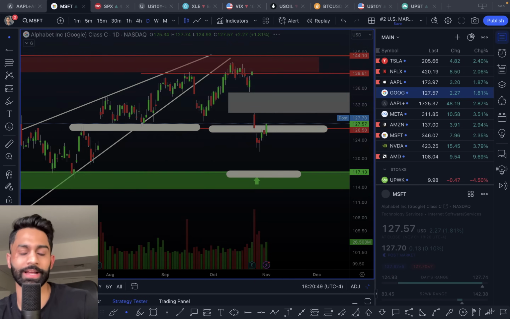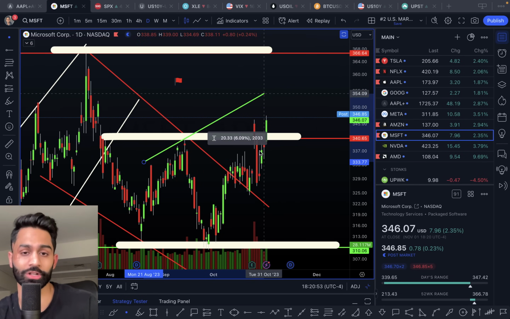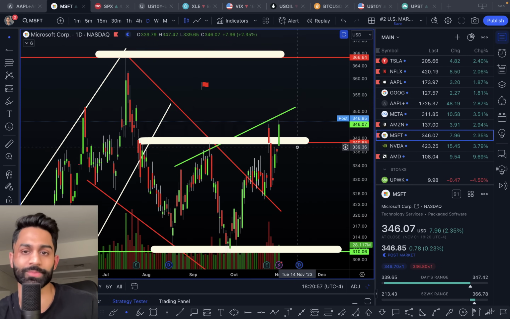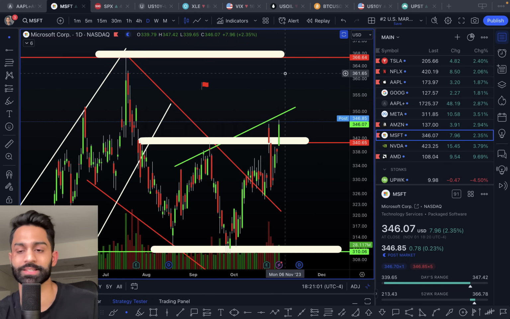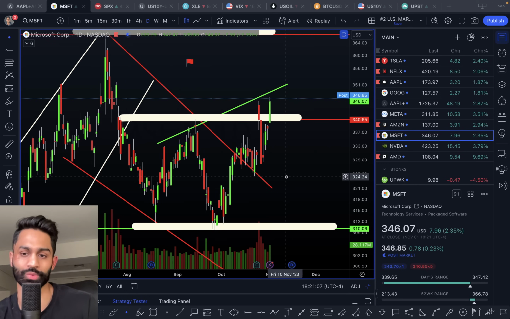Microsoft, on the other hand, also moving higher with a nice breakout. So this right here is the potential higher high, which we'll see if Microsoft gets rejected or not, but a very nice move to the upside. Next resistance and target is going to be at $366 per share for Microsoft, with the support level staying put at roughly $310 per share as well.